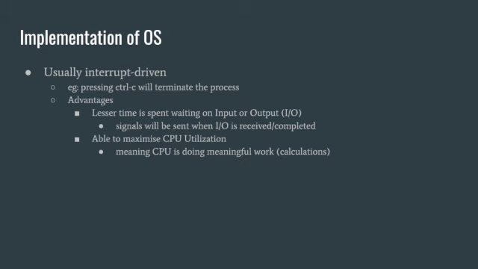For OS, typically it is implemented by being interrupt driven. For example, you press Ctrl+C, it will terminate the current process. The advantages of it are that less time will be spent waiting on input or output devices, and signals will be sent when input or output devices are received or completed. So it is able to maximize CPU utilization, since the CPU is not idle and is doing meaningful work at all times.